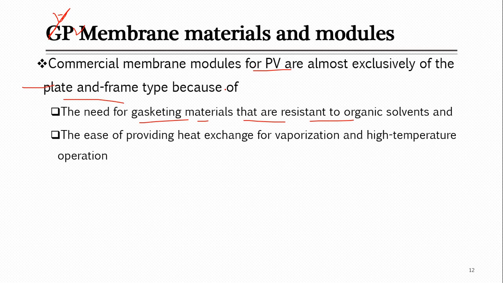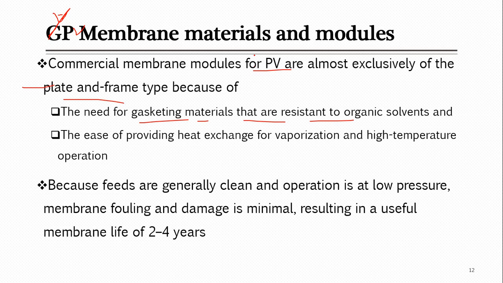Just for this purpose, go back to those modules and look at them. When you look at the plate and frame modules, they are structured somehow easily. The plates and membranes are installed inside them, so maybe you can dedicate some parts for heating purpose. As compared to this, again in spiral wound and in hollow fiber membrane, it is difficult to provide heating inside the membrane.